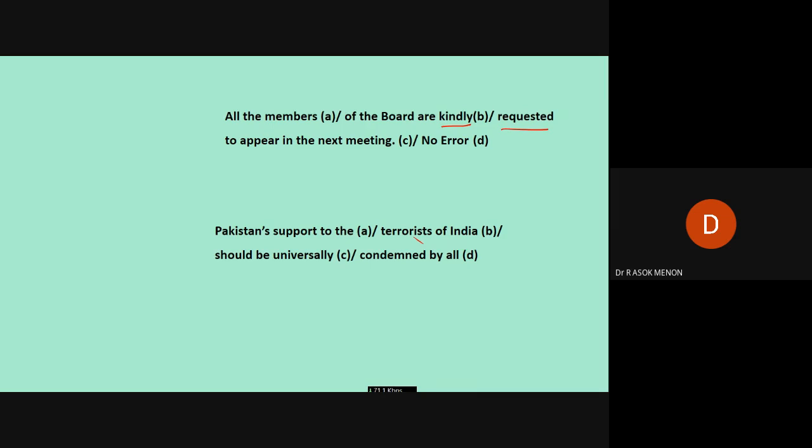If you want an explanation on that, please feel free to say. The actual answer is "condemned by all" is wrong. Universally and all are unnecessary, so you should avoid this. "By all" should be avoided, because universally means all. Universally means seen everywhere, available everywhere. All also suggests the same thing. Therefore, when you use universally, the "by all" is unnecessary. So avoid this part.